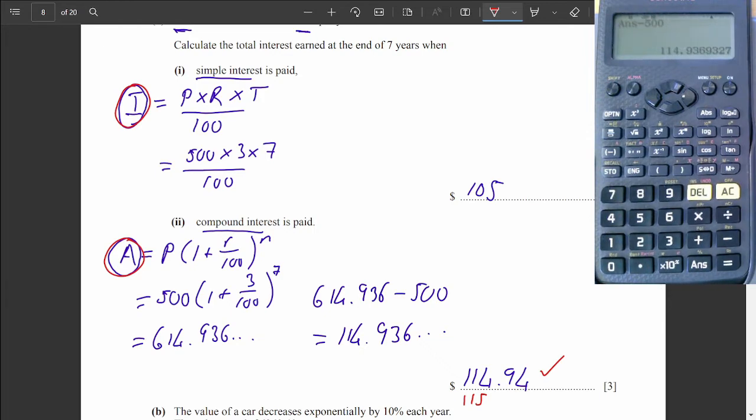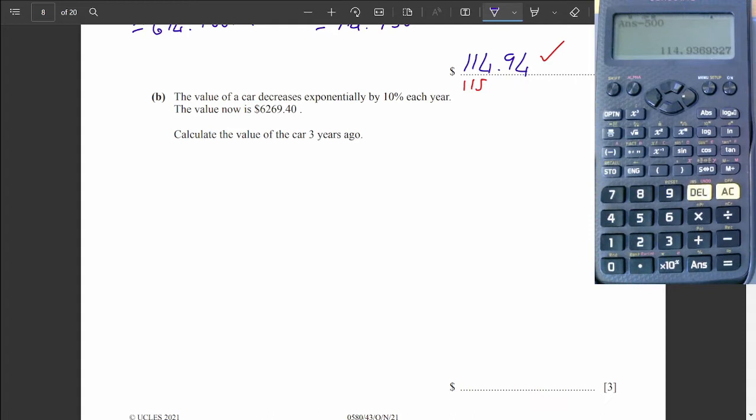formulas give you. Question 5b, decreasing exponentially means we use basically the same formula as for compound interest. To get the amount of something, we take the principal, and because it's decreasing though, instead of adding, we'll subtract the rate divided by 100 to the power of time. Okay, let's put the numbers into that formula we have.